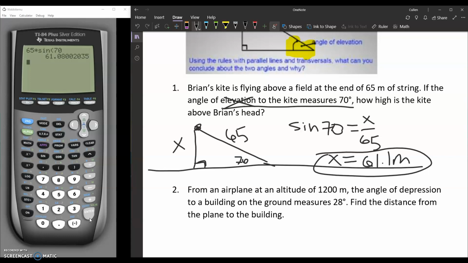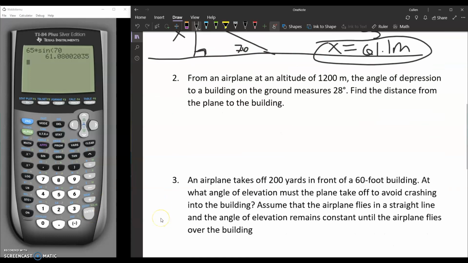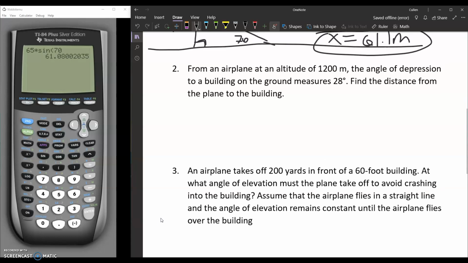So let's go on and talk about two other problems. From an airplane at an altitude of 1,200 meters. So let me draw the airplane and its altitude. The altitude is measured straight up and down. That's just how high in the air it is. So this is 1,200 meters.